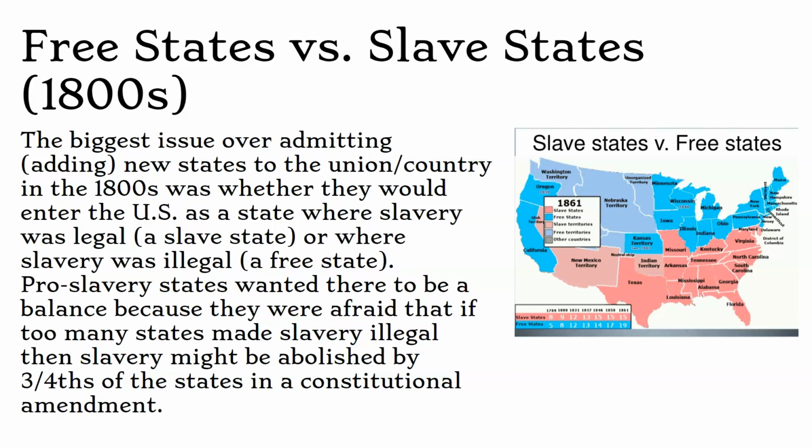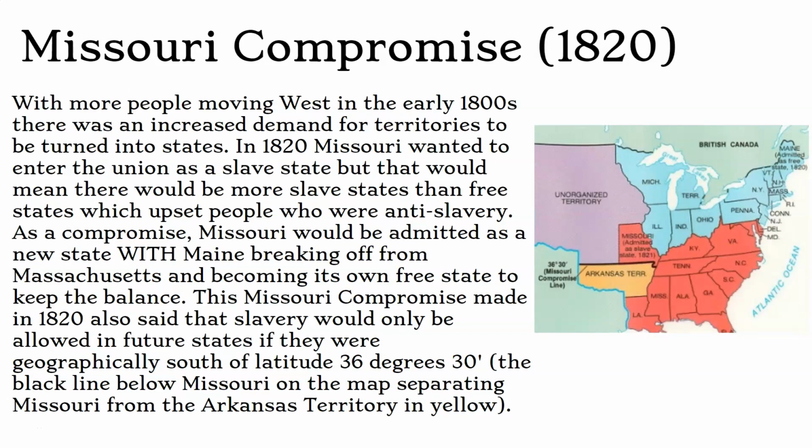So think back to Unit 5. If 3 out of the 4 states vote to ratify an amendment, it becomes part of the Constitution. So if 3/4 of the states want to end slavery, they can. So the South wants to make sure it's balanced so that there isn't a danger of slavery being outlawed. And this is going to create problems because people who are anti-slavery are not going to like this.